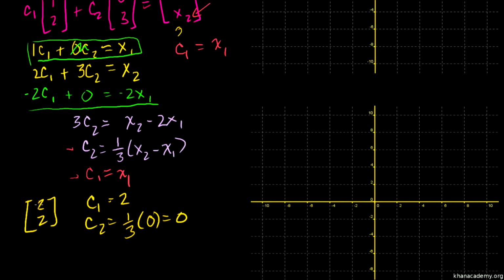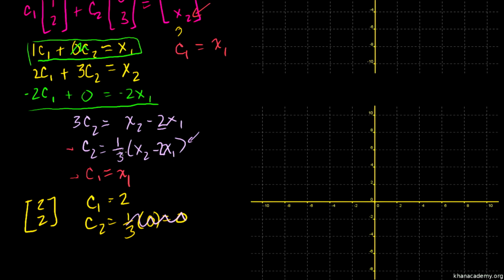So if I want to just get to the point 2, 2, I just multiply. Oh, I just realized this was looking suspicious. I made a slight error here, and it was good that I actually tried it out with real numbers. When I had 3C2 is equal to x2 minus 2x1, I divided both sides by 3 and I should get 1/3 times x2 minus 2x1. That's why I was like, wait, this is looking strange. So I had to take a moment of pause.